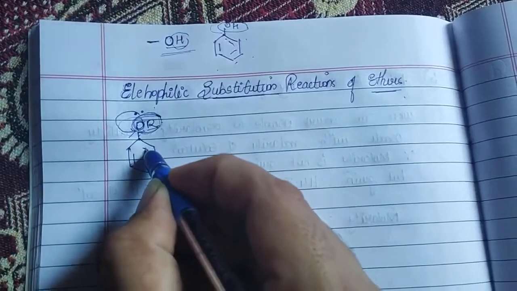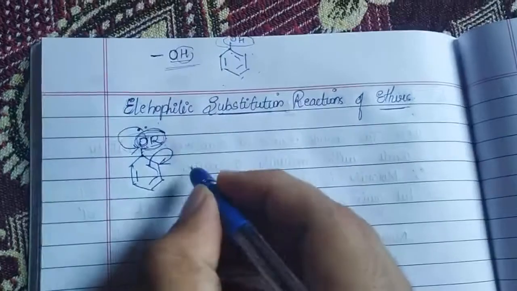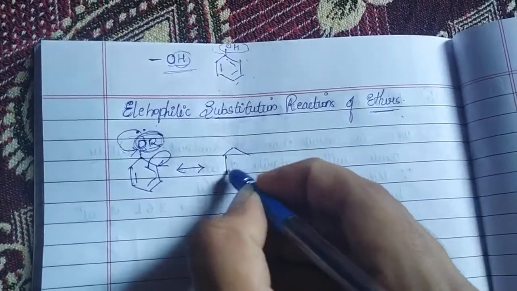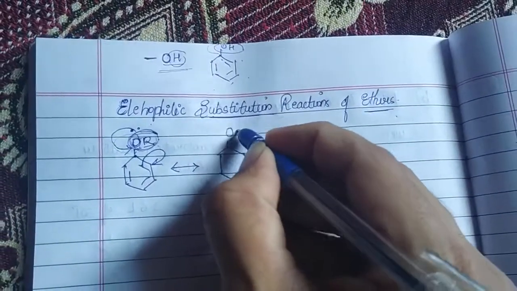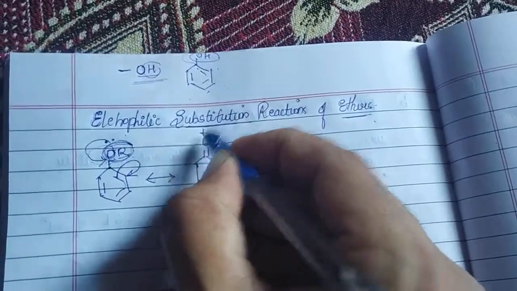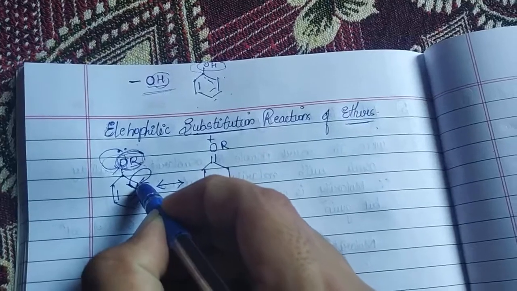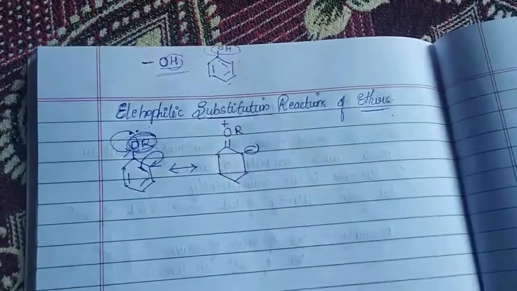So how can I write those structures? Please observe clearly. So now here you will be having a double bond character OR, and oxygen will be having a positive charge. So now this pi electrons has been withdrawn by this carbon, so this carbon will be having a negative charge. Yes or no?